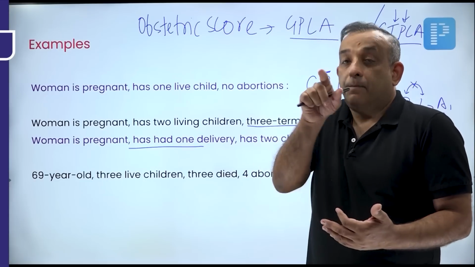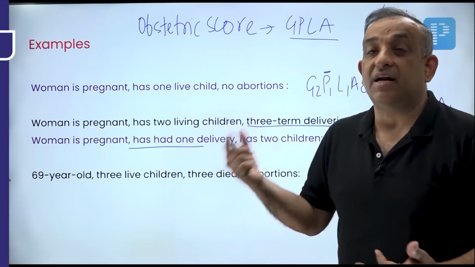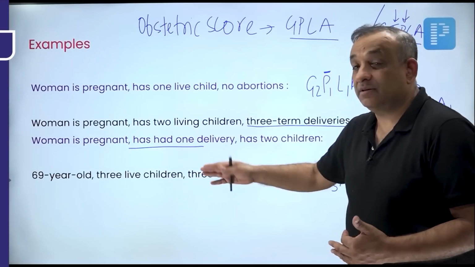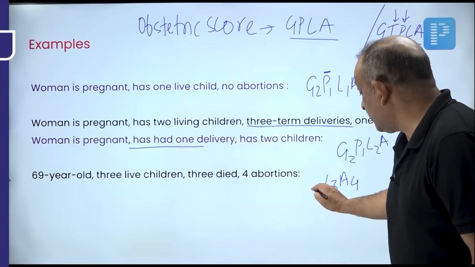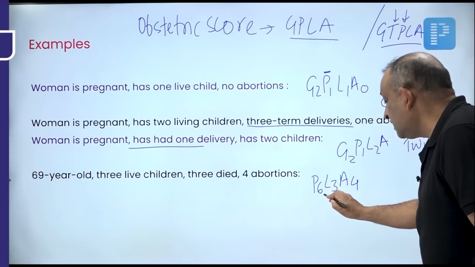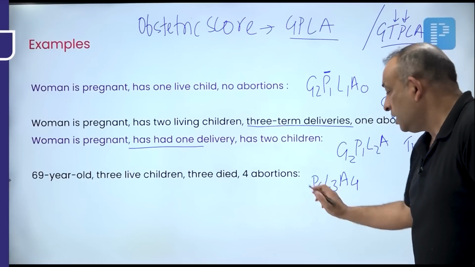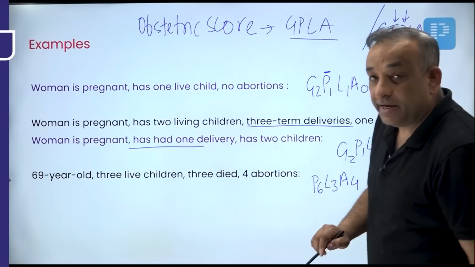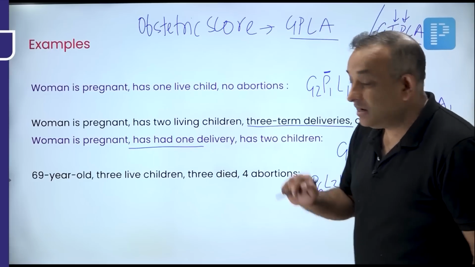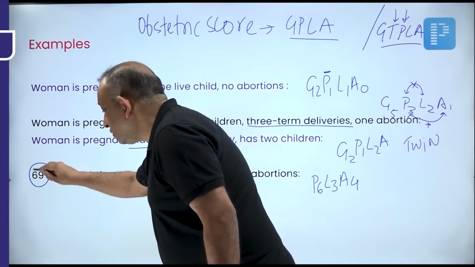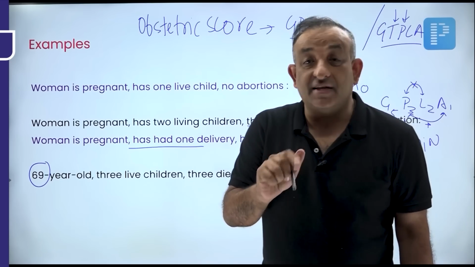So it is 1 delivery and died, para 1, live 0. But she's delivered 6 and 3 have died for whatever reason. So that's why para 6, live 3, A4. Now what about gravida? Please, I have not told you she's pregnant. And please remember, she's 69 years old. She cannot spontaneously conceive also.